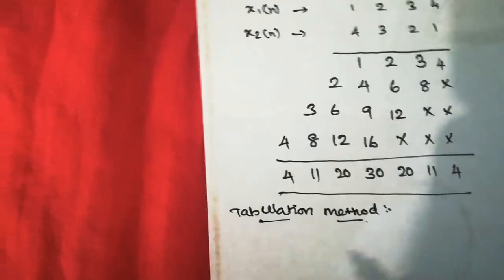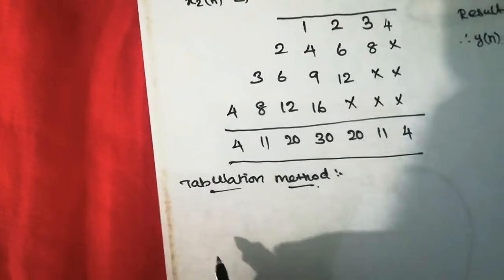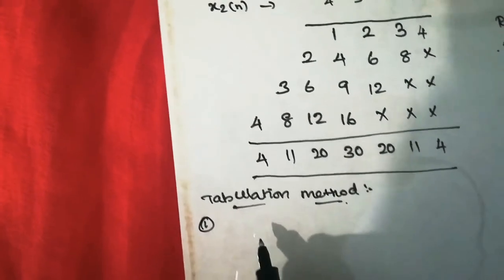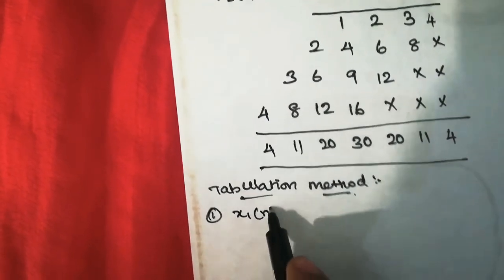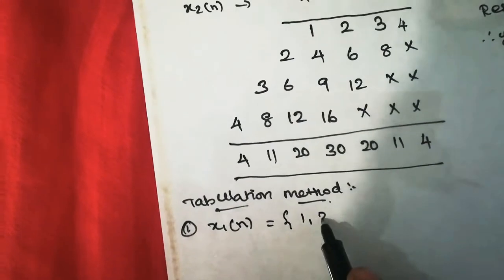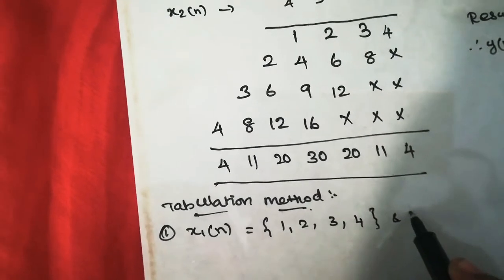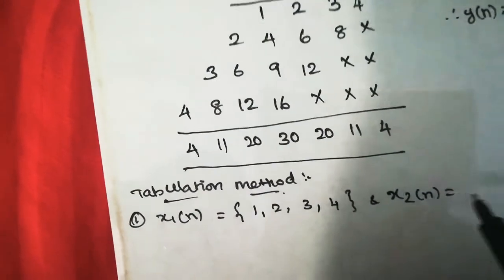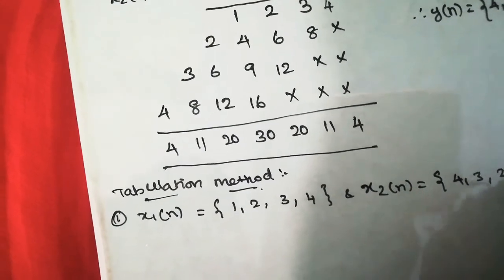So first step is, for example, if I take the problem: find the output of linear convolution for the following sequences. The given terms are x1 of n equal to 1 2 3 4, and x2 of n is 4 3 2 1.